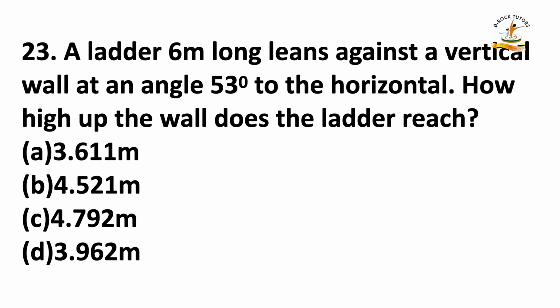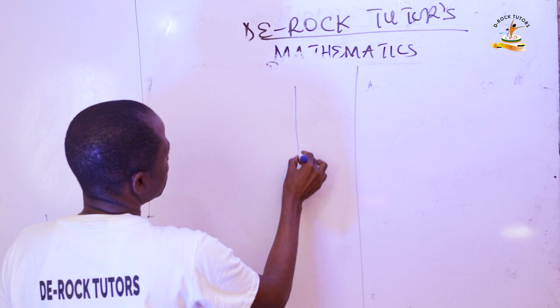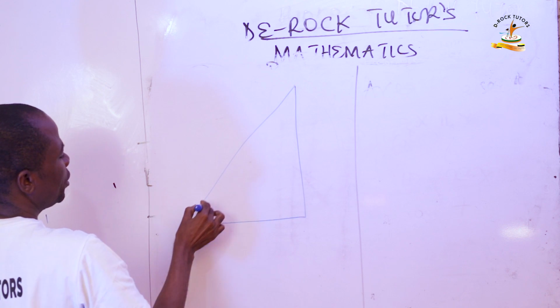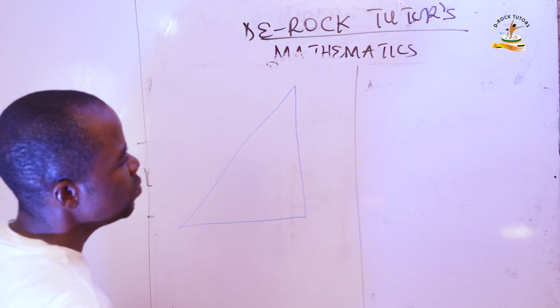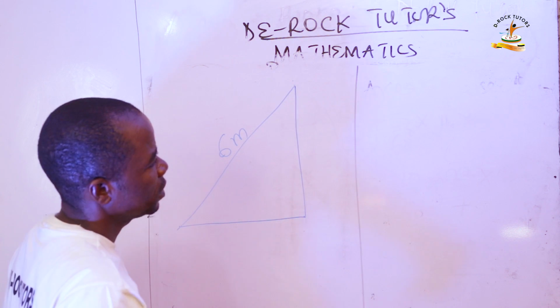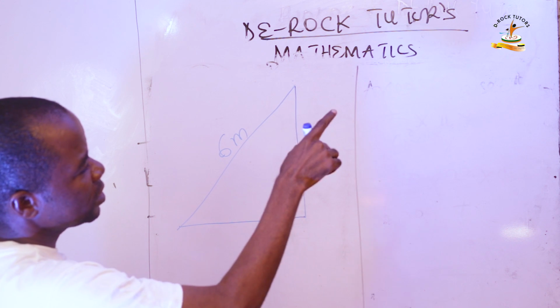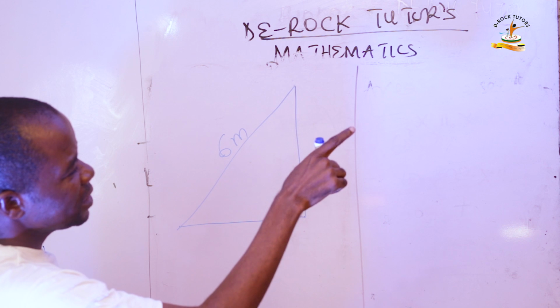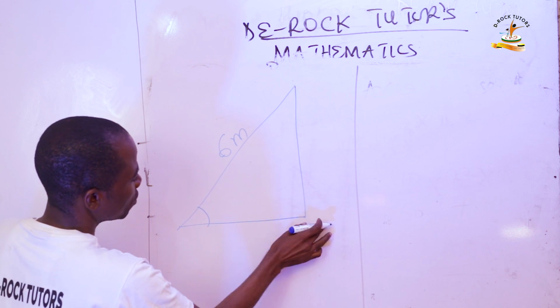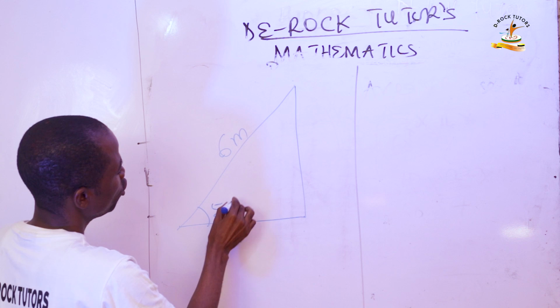A ladder 6 meters long leans against a vertical wall at an angle of 50 degrees to the horizontal. How high up the wall does the ladder reach? So let's say this is the wall, and this is the horizontal ground, and this is the ladder. We are told the ladder is 6 meters long, and it leans against a vertical wall at an angle of 53 degrees to the horizontal. This is the horizontal, so the angle here is 53 degrees.